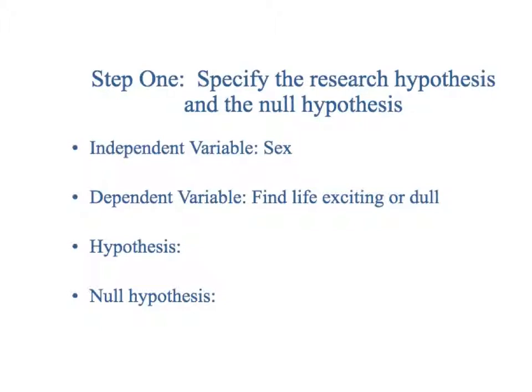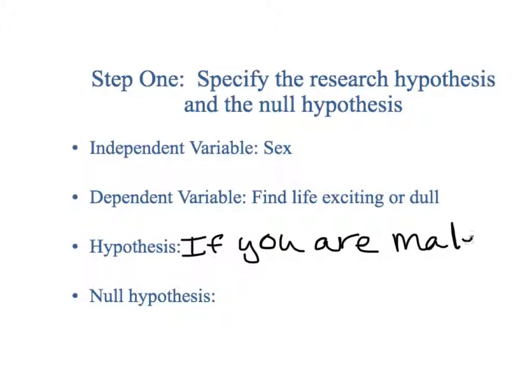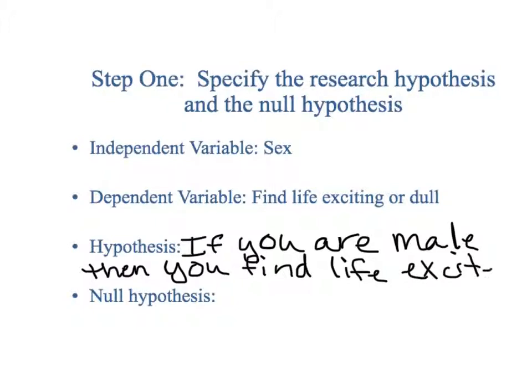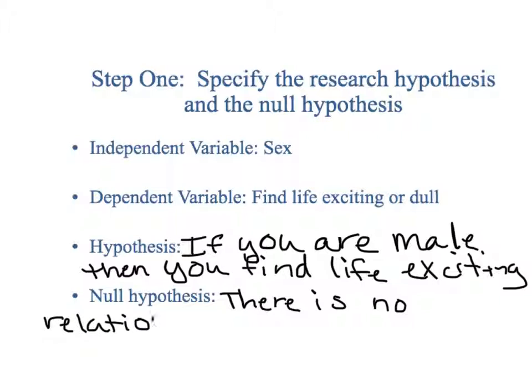Step 1 is to specify the research hypothesis and the null hypothesis. So here we have 2 variables. The independent variable is sex, male or female, and the dependent variable is whether you find life exciting or dull. So one possible hypothesis might be that if you are male, then you find life more exciting. And then for our null hypothesis, we have our no relationship hypothesis, right? So our null hypothesis, or H0, would be that there is no relationship between sex and finding life exciting.